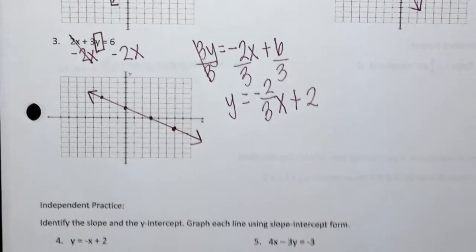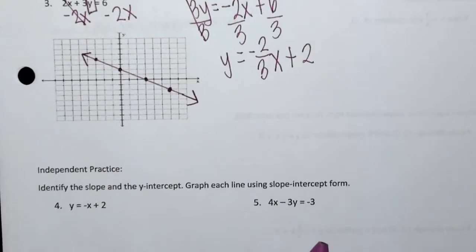All right, I want you to try 4 and 5. Read 4 and 5. Okay, 4 and 5, let's go.